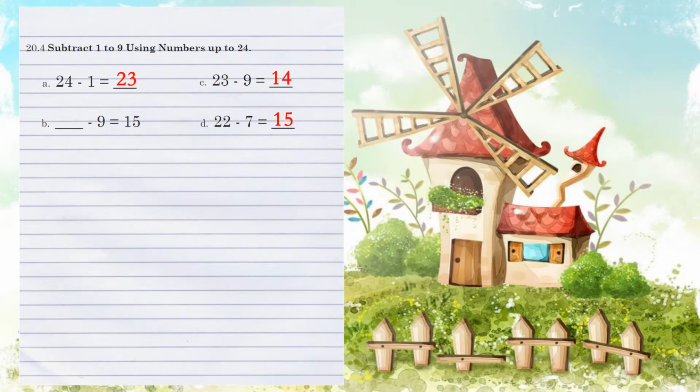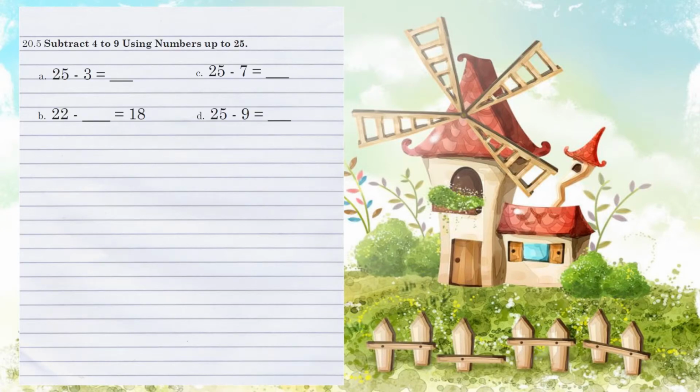Example B. What number minus 9 equals 15? So that means we got to again work backwards here. If we're subtracting from some number, that means we can add to this number that same number, which is 9, to get our starting number. So let's do that. 16, 17, 18, 19, 20, 21, 22, 23, 24. There's our 9 marks, which means we started with 24.